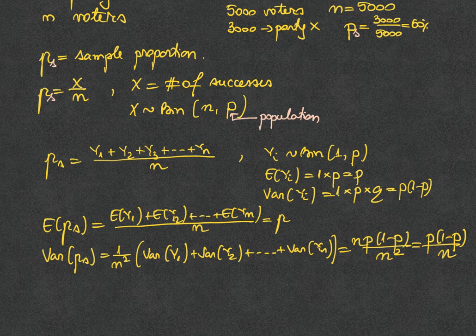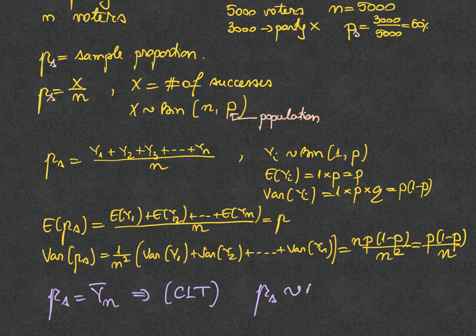Let's pause a bit. What am I actually doing with PS is that PS is the sampling distribution of the mean of Y. So I'm taking Y1 plus Y2 plus up to Yn, so that's a sampling distribution of Y for samples of size n. Therefore, I can apply the central limit theorem to say that PS is normally distributed with mean P and variance P brackets 1 minus P over n.